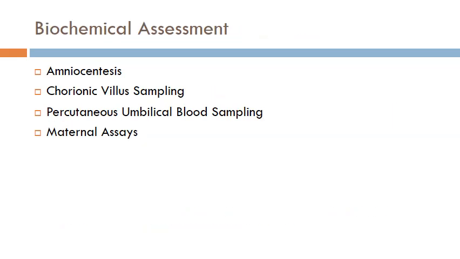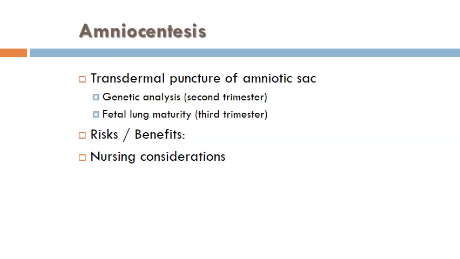The next type are biochemical assessments, and that's going to be the amniocentesis, the chorionic villus sampling, percutaneous umbilical blood sampling, also known as PUBS, and maternal assays. So an amniocentesis is basically a transdermal puncture of the amniotic sac, and we remove an amniotic fluid sample from the uterus.